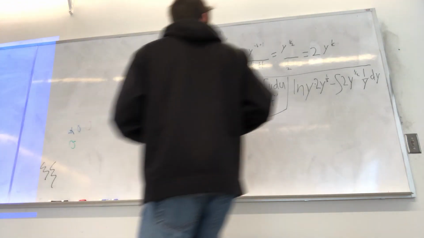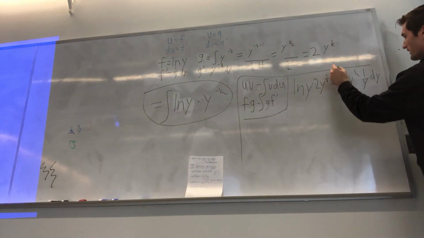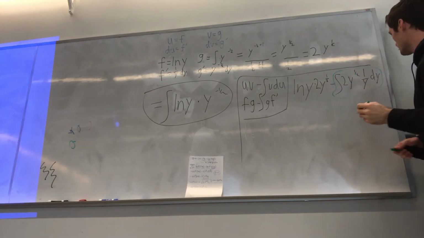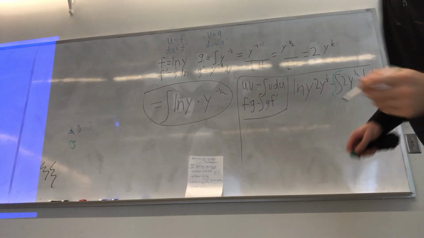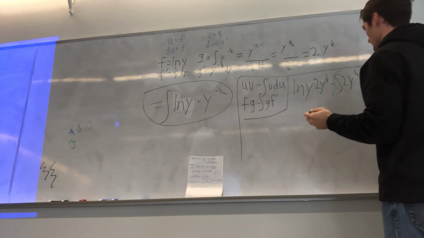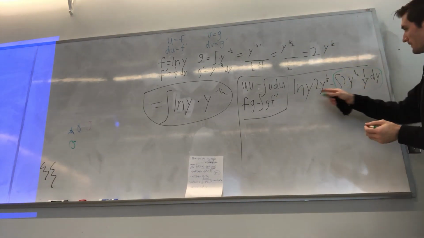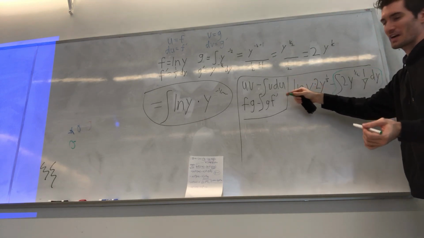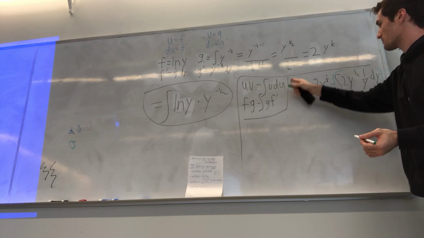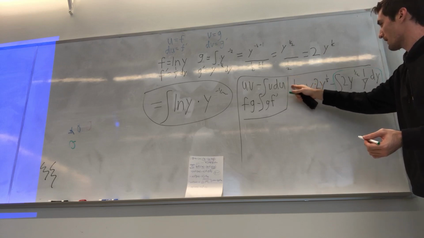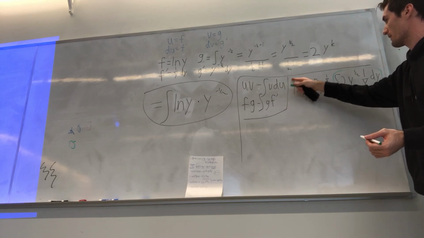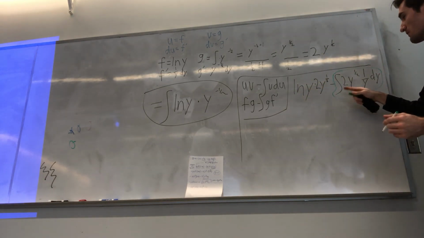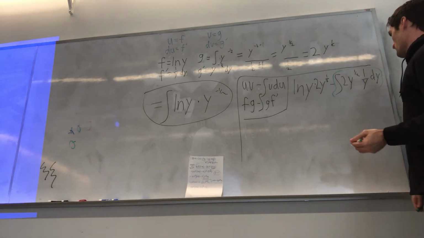So let's take care of this in a different color. Okay, I hope you can see that. We already integrated this part, or we anti-derived it. There's no more anti-derivative sign, no more integral sign over here. So this is done. But we still have the integral sign here, so let's finish this up.